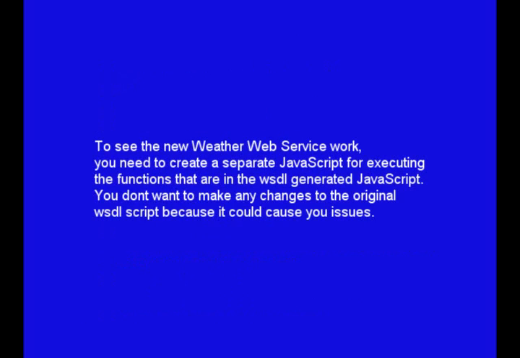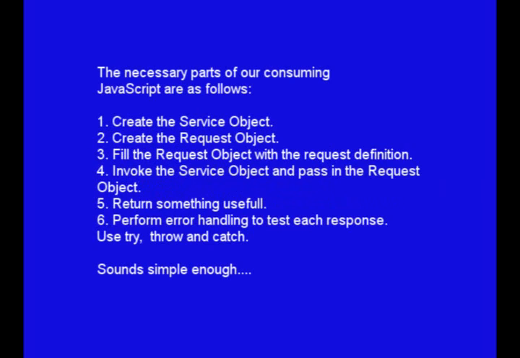Okay, to see our weather web service work, we're going to create a separate JavaScript that's going to call those functions within the WSDL generated JavaScript. We don't want to make any changes to the WSDL generated JavaScript because we don't want to corrupt the original functionality at all. Okay, so when you're creating a new JavaScript file to call the functions, there's a few parts that are necessary to fulfill a successful call to the web service.